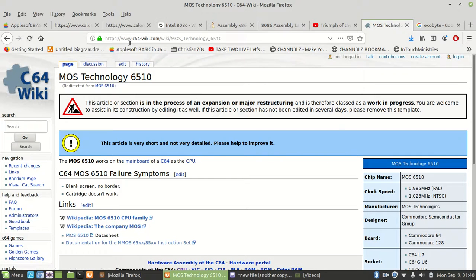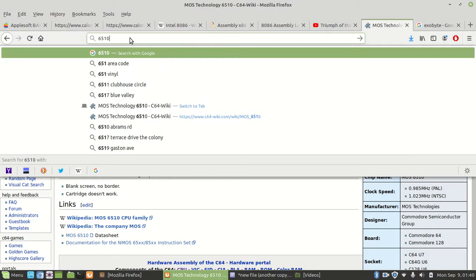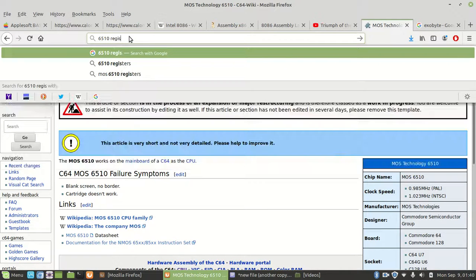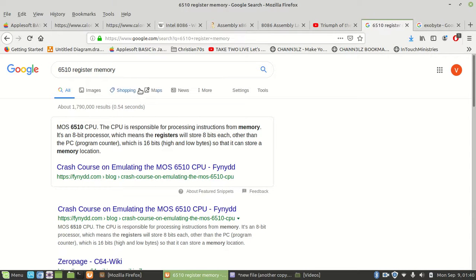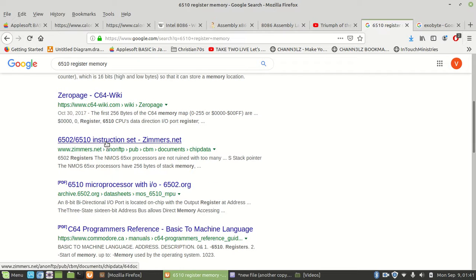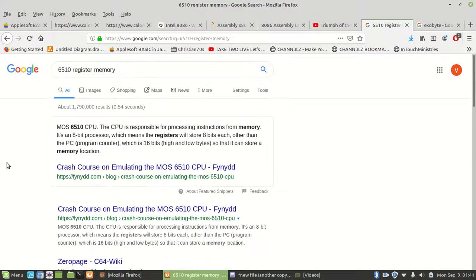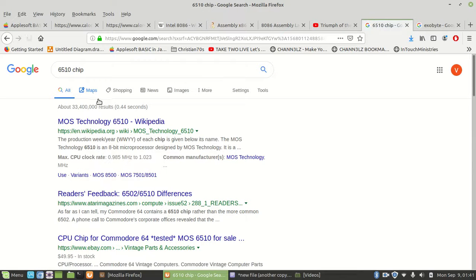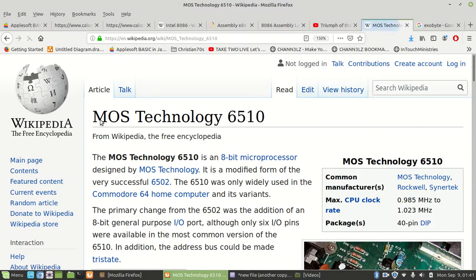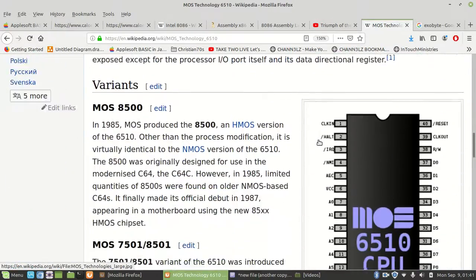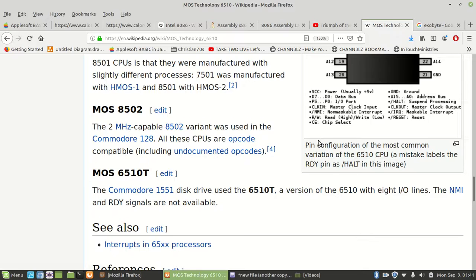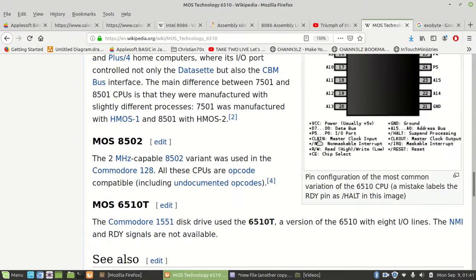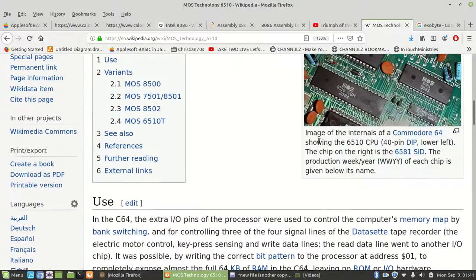So 6510, let's say 6510 register memory. Let me see the chip. They'll probably show what a 6510 looks like on the processor. So this is a 6510. This is what a Commodore 64 used. Actually, it was a 6502, I think.